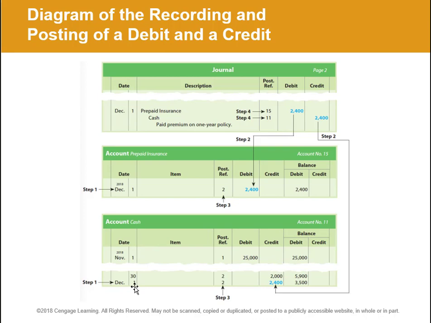The reason we're careful about putting in dates and posting references and things like that is so we can trace what happened. You'll be amazed at how messed up this can get. That's what keeps accountants employed.